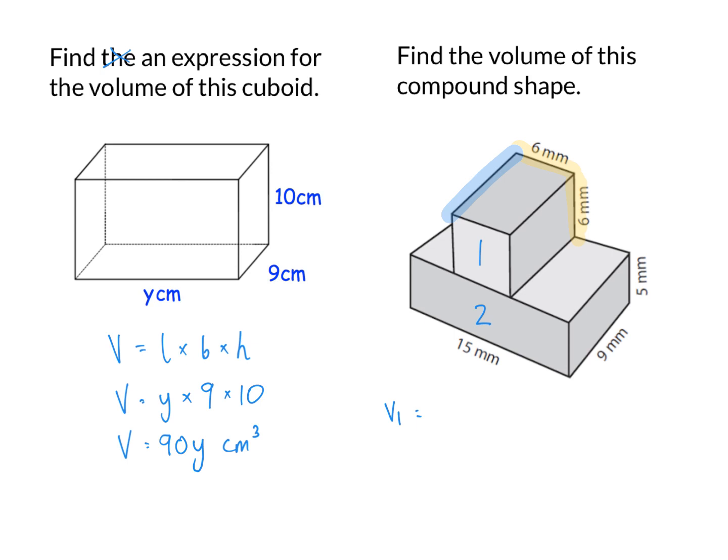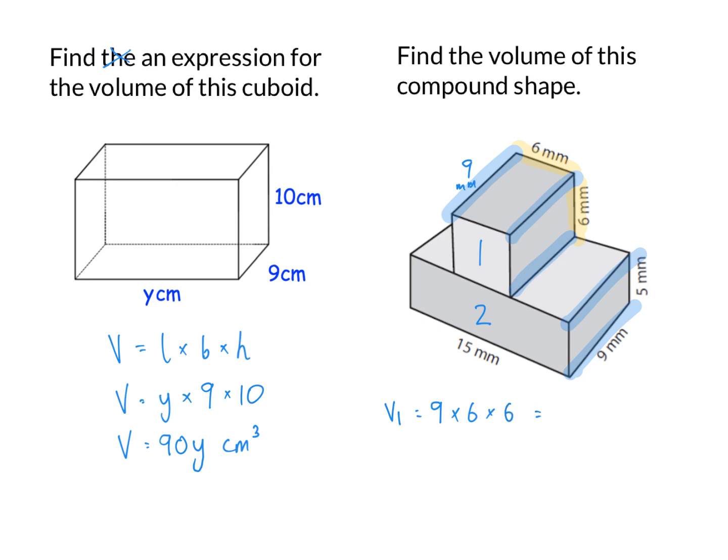That blue line is the same length as that blue line, is the same length as that blue line, is the same length as that blue line, is the same length as that blue line. So it means up top here, that is 9 millimetres long. So the first shape is 9 by 6, and it's 6 tall.